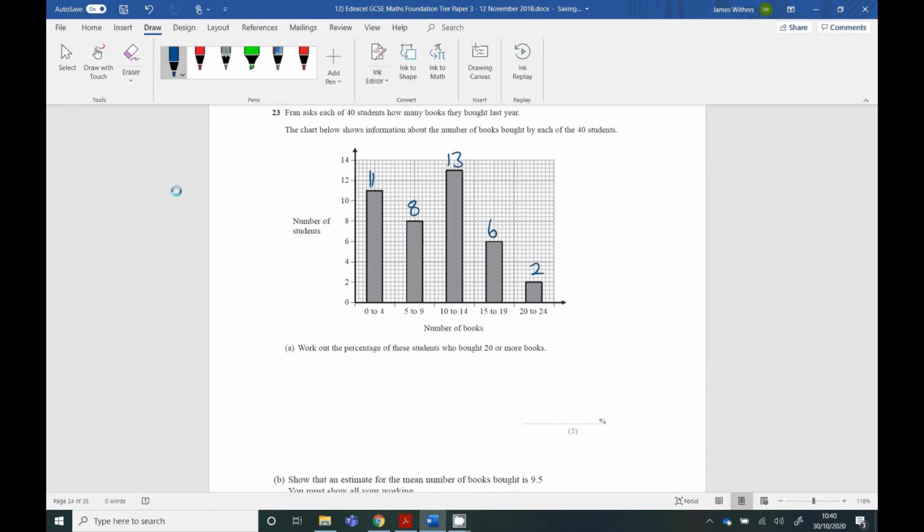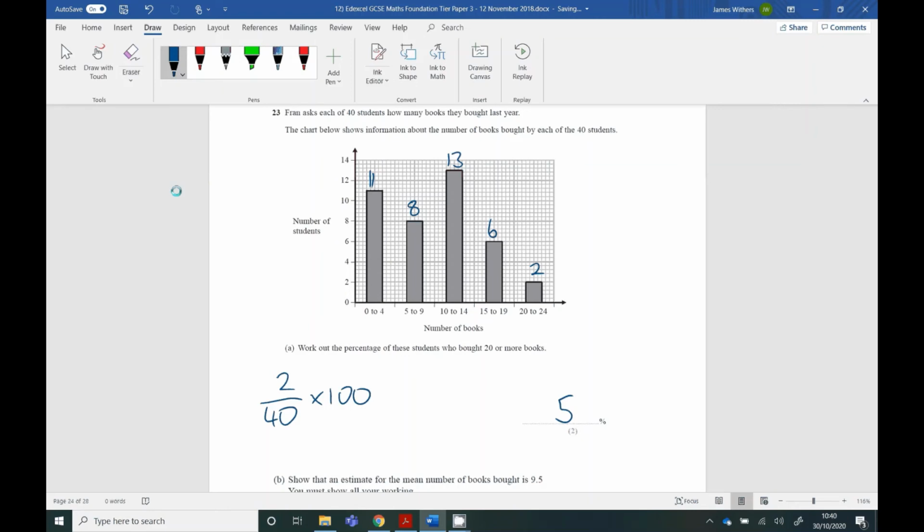Now, part A, work out the percentage of these students who bought 20 or more books. Well, only 2 of the students bought 20 or more books. So that's 2 out of the 40 students. So turn that into a percentage, multiply that by 100. 2 divided by 40, multiplied by 100, that is 5%. Those 2 students are 5%.